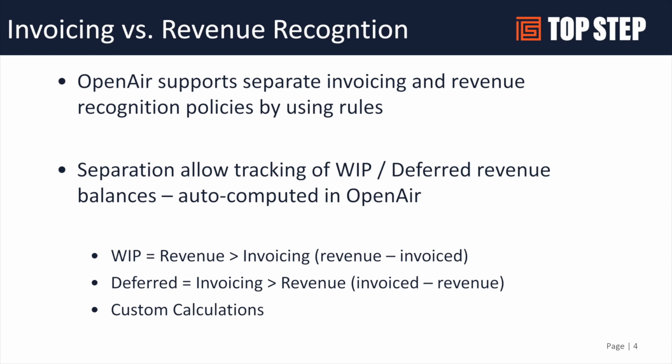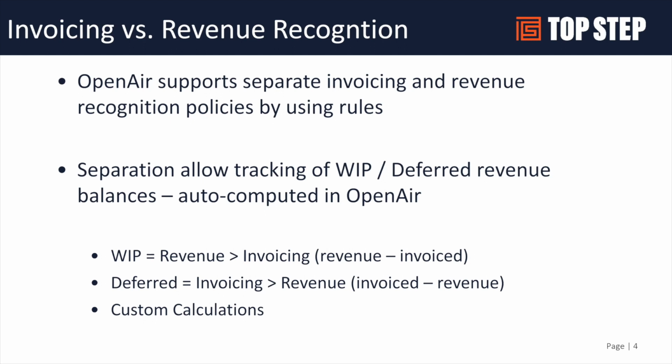However, if you've recognized $50,000 and you have billed $100,000, then you would get into a deferred revenue report. So when the invoicing is greater than revenue, you get a positive deferred revenue, and vice versa for the WIP calculations. Those are two standard reporting values inside of OpenAir that you can report on in your summary reports.